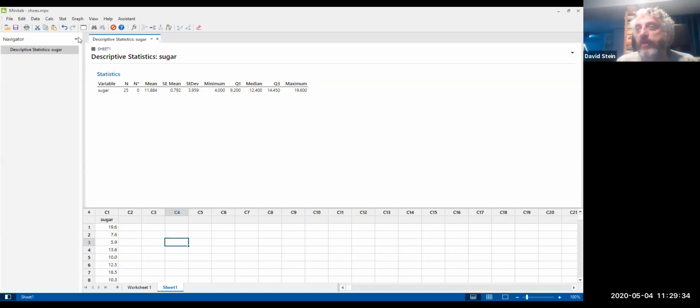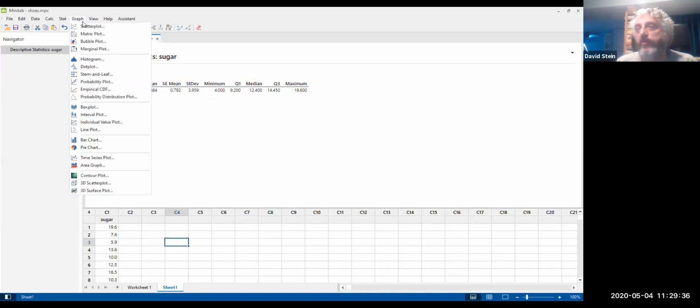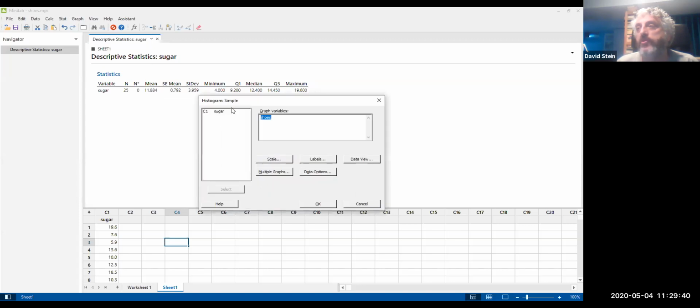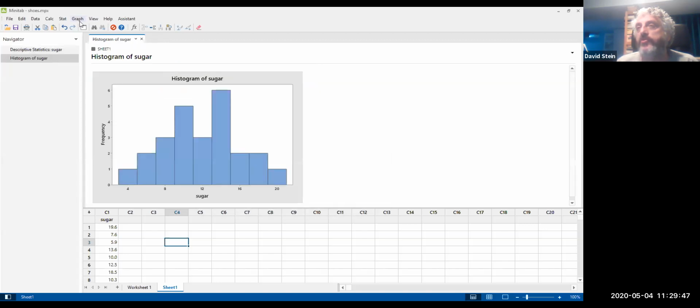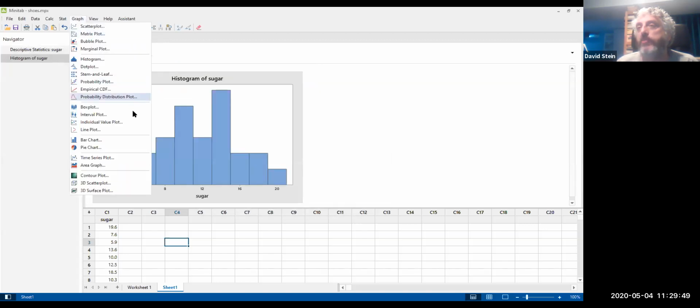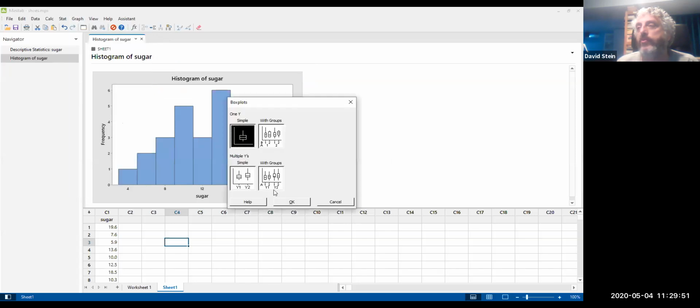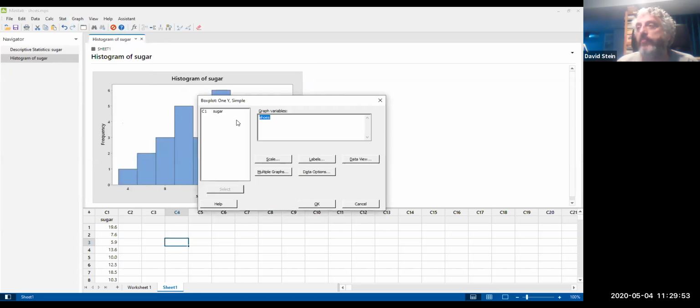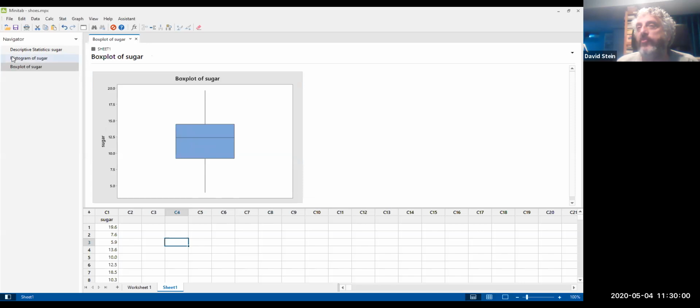And I guess we should make some graphs too. So I'm going to go to graph and histogram, choose histogram, tell it to use sugar. There's a histogram. I don't know, maybe a box plot. You can do whatever graphs that you want to look at, but it's always an important idea to just look at the data before you begin.